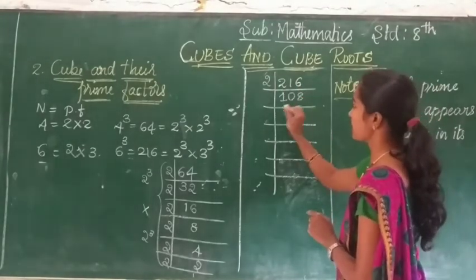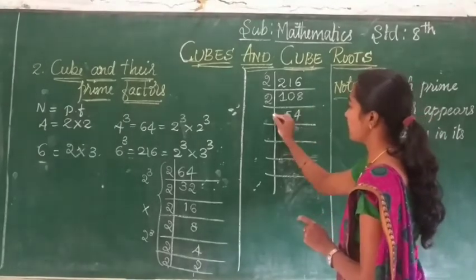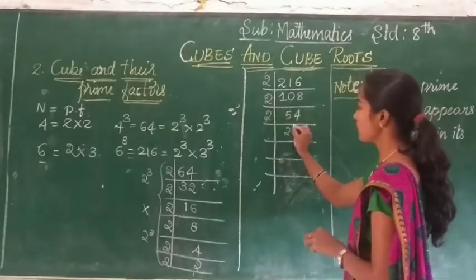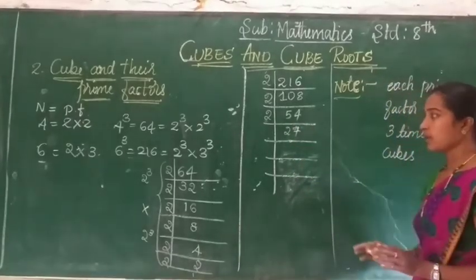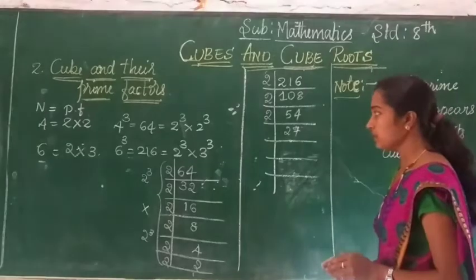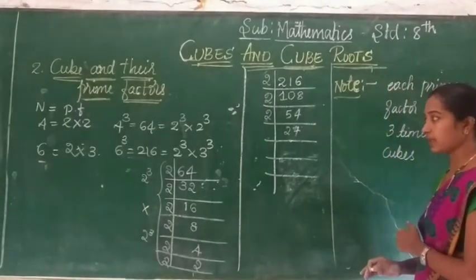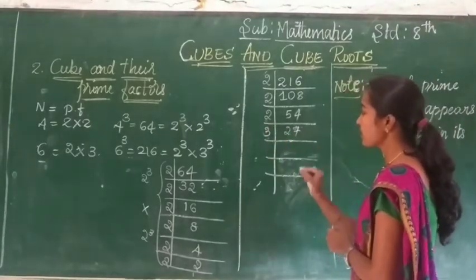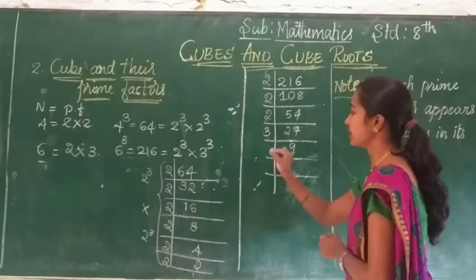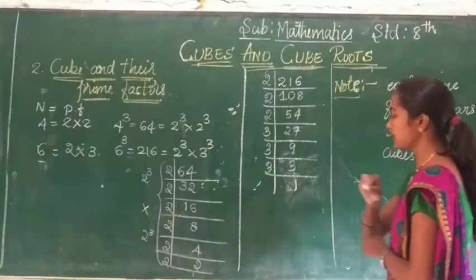2 8s are 16. Now start with 2. 2 5s are 10. 2 4s are 8. Now 2 2s are 4. 1 is remaining. 2 7s are 14. Now observe here. Taking 2 is not possible. Now let us go to another prime number, 3. How much is possible? 3 9s are 27. Yes. Now 3 3s are 9. Now 3 1s are 3.